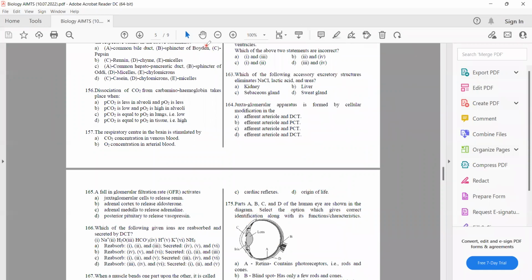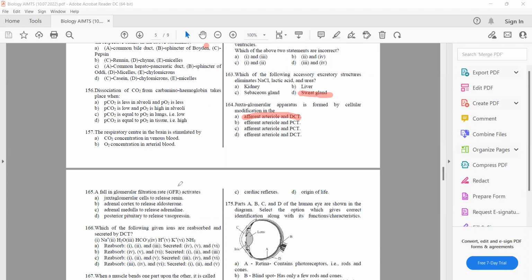(163). Which of the following accessory excretory structures eliminates NaCl, lactic acid, and urea? So when we talk about this question, it is sweat gland. So who is responsible for eliminating the small quantity of urea and NaCl? 164. Juxtaglomerular apparatus is formed by cellular modification in the. So when we talk about this JGA apparatus, you can see this especially in the efferent arteriole and on the DCT, distal convoluted tubule. A fall in glomerular filtration rate activates.